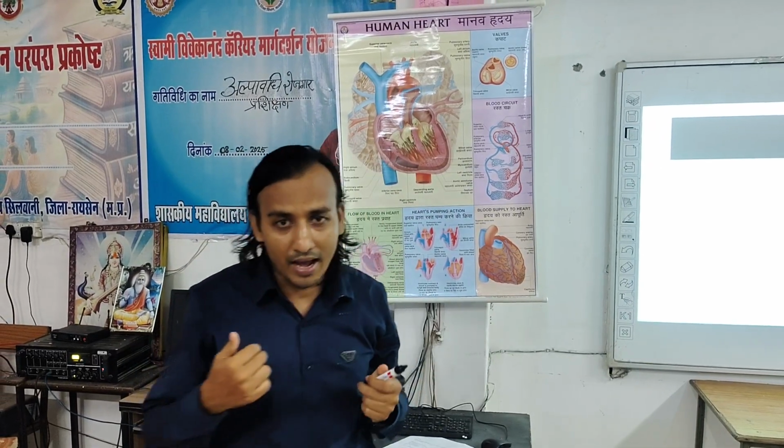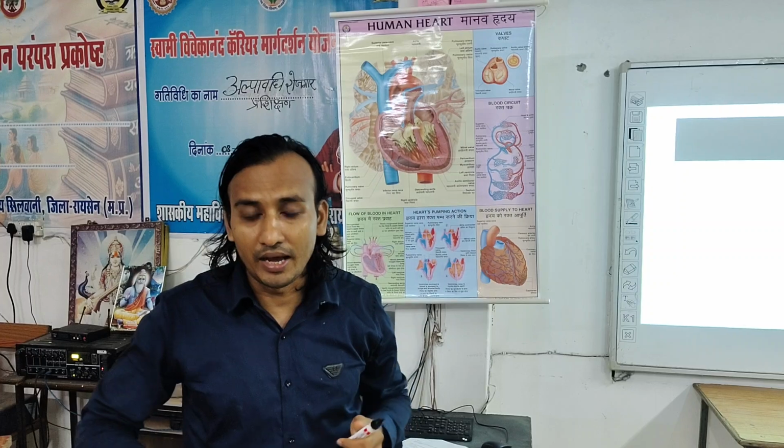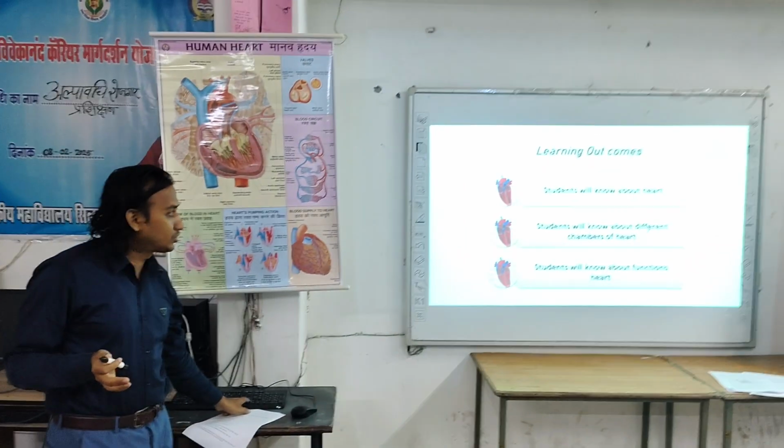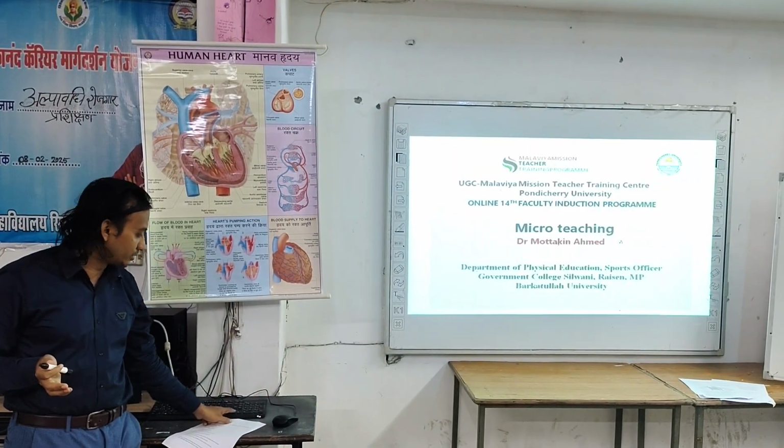The heart lies in between the lungs, behind the ribs and above the diaphragm. There is the diaphragm, and the heart is above the diaphragm. So these are the anatomy and visual structures of the heart.